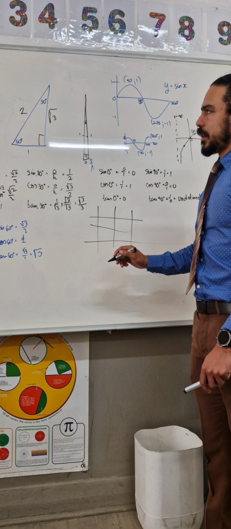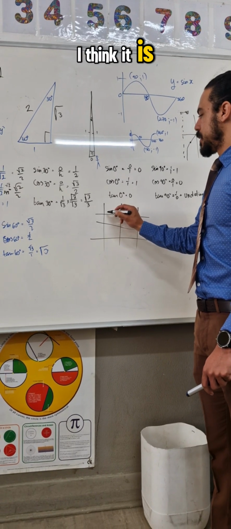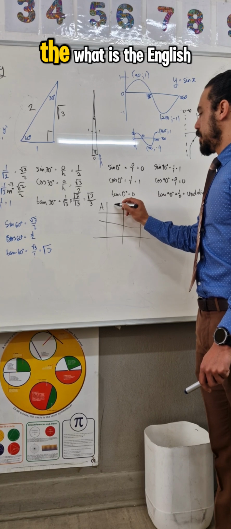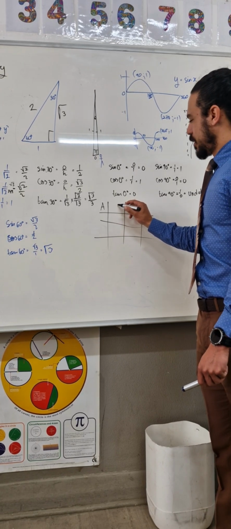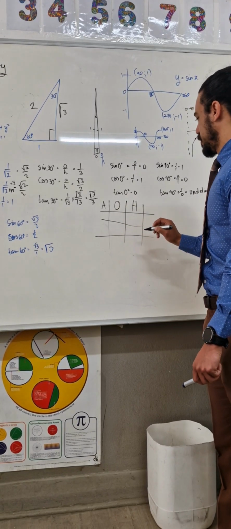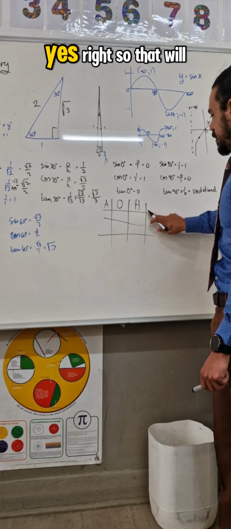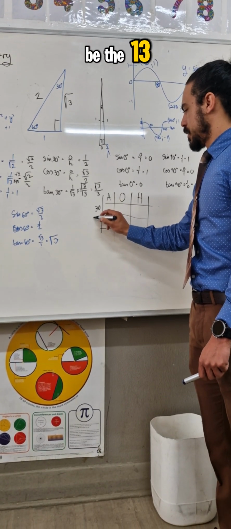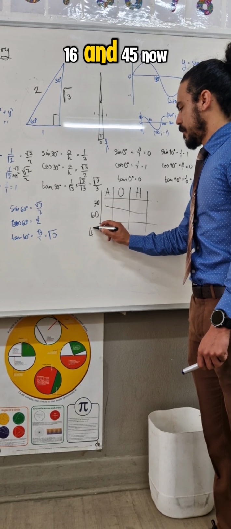So I think it is T, what is T in English? O and H. Yes. Alright, so that will be the 30, 60 and 45.